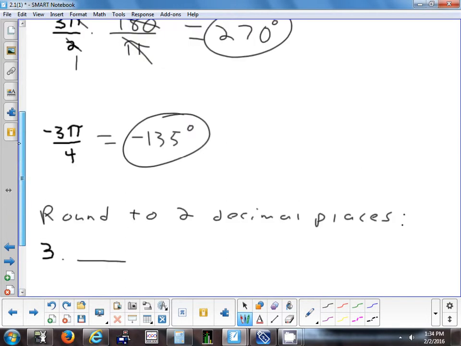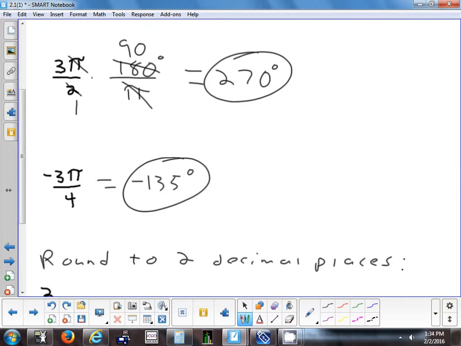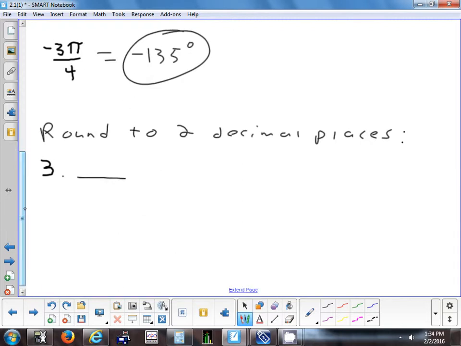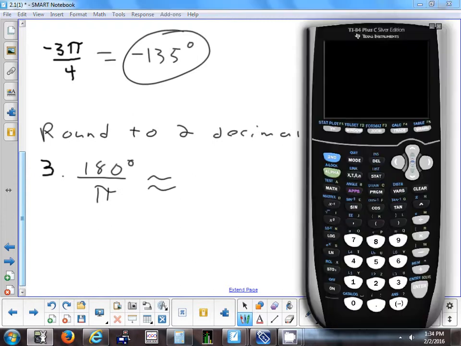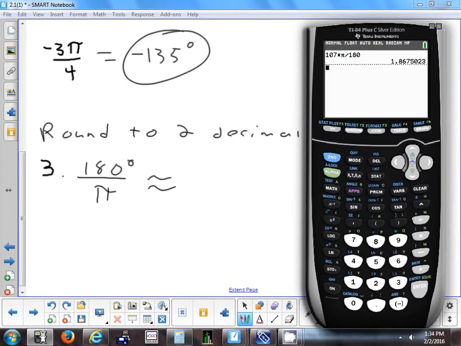Okay, so same step as last time. 180 on the top, pi on the bottom. This time I'll show you what happens if you use the pi button, which is how I'd like you to do it, and then if you do 3.14 instead. Okay, so I'm going to do 3 times 180. That's 540. And now divide by pi. So we get 171.89.